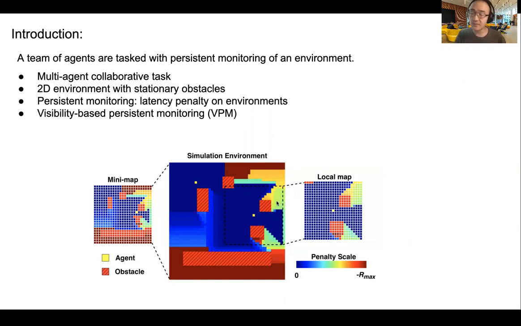We also consider the visibility for the agents. Each agent has a limited field of view, and its visibility can be obstructed by the obstacles.